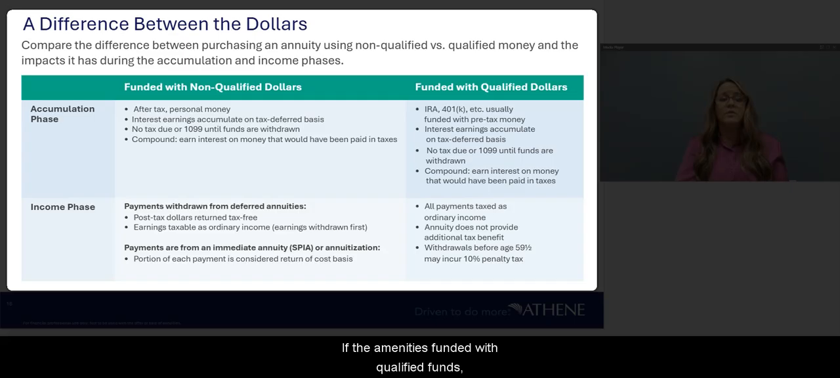If the annuity is funded with qualified funds, these are pre-tax. This is usually done through retirement accounts like traditional IRAs and 401ks. Your customer hasn't paid taxes on the money yet, so when they withdraw funds, the entire amount, both contributions and earnings, is subject to income tax. Qualified annuities are subject to RMDs, meaning your client must start taking some distribution at an age determined by the IRS, currently 73.